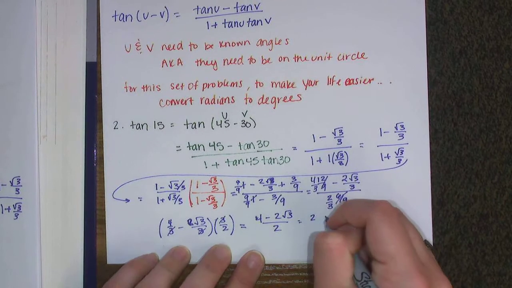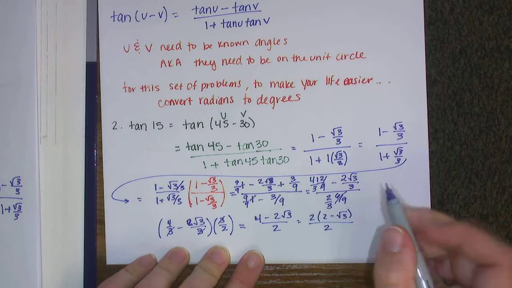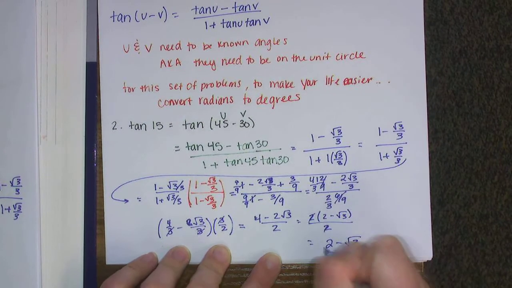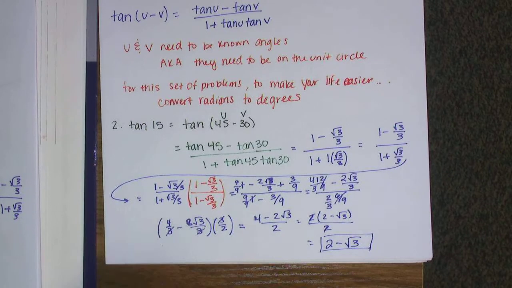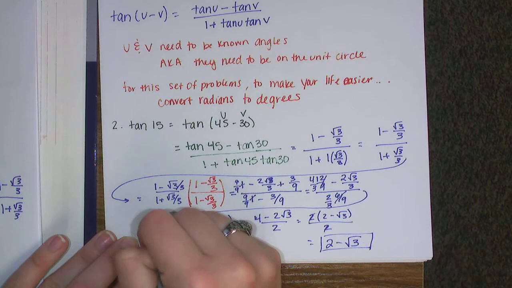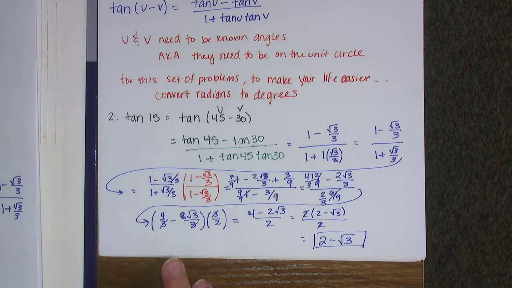The 2's cancel, leaving me with 2 minus the square root of 3. And you might be looking at this point and saying, that's just a lot of algebra stuff that I have to do. It is. The tangent ones are as hard as they get. The tangent ones are absolutely the hardest kind of these, but they're very doable. It's just following basic rules of math.